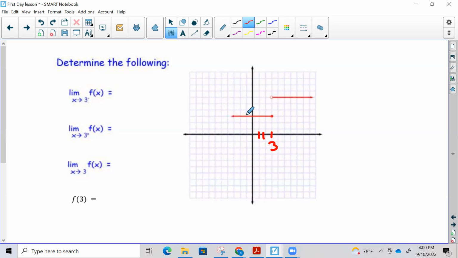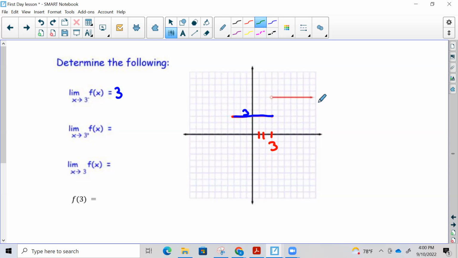And so I'm going to approach this x value. I'm going to start from the left and go left to right. So I'm going to start on my curve and go left to right. And I'm going to see, okay, what y value does it approach? It doesn't matter if that y value exists or not, but just what y value is it hitting from the left. And if I look, okay, this y value is 3. So this would equal 3.